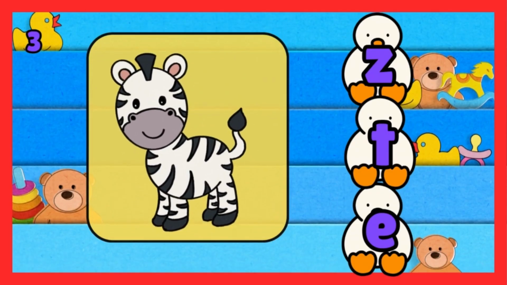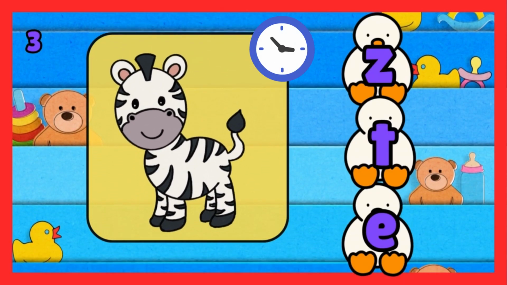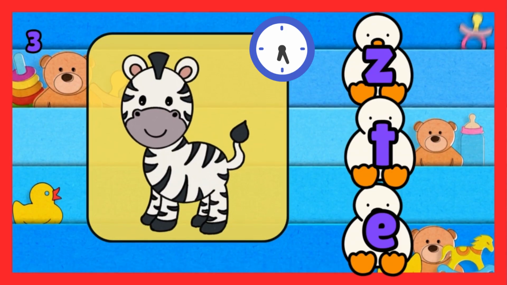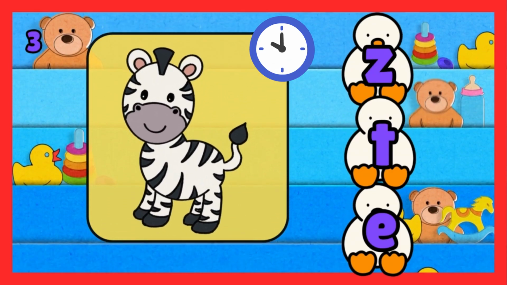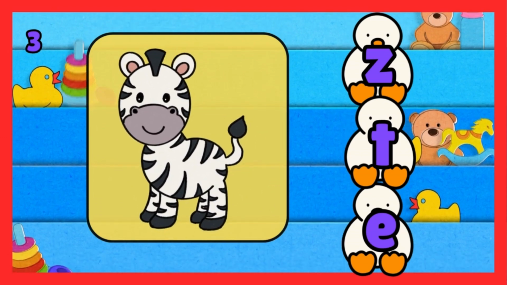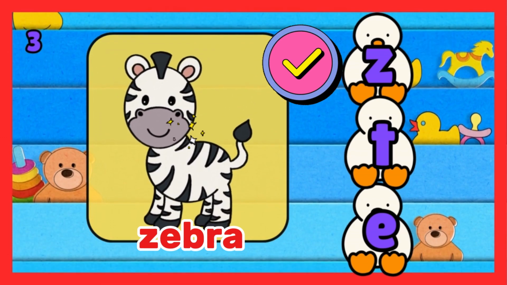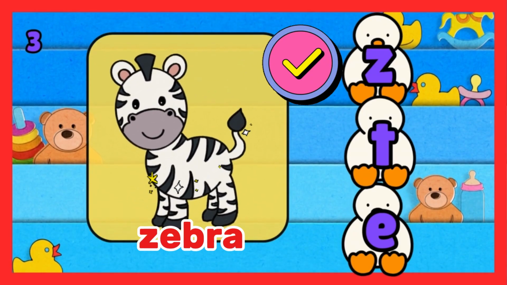What's the beginning letter of the word zebra? The beginning letter is Z. That's right. The word zebra begins with the letter Z.